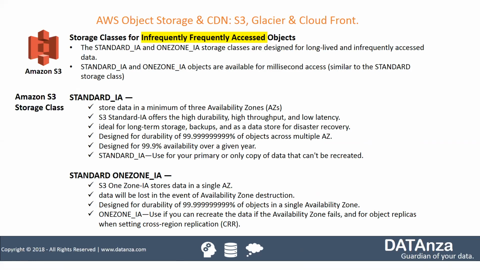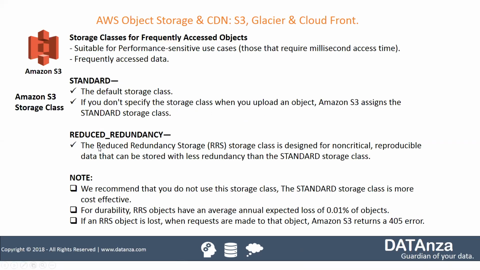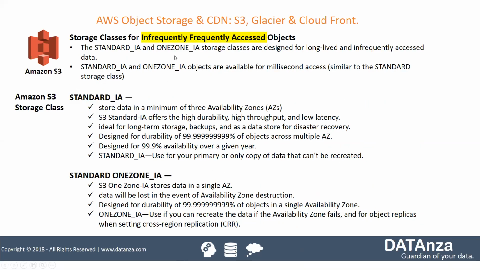How does it matter? We will discuss an example of how they fall into different categories. Standard_IA and One Zone_IA objects are available for millisecond access, similar to the standard storage class. So what is the difference from the previous standard and reduced redundancy? This one is designed for infrequently accessed objects. There is a typo, please excuse me for that. It says frequently accessed, so I have to remove this word frequently.